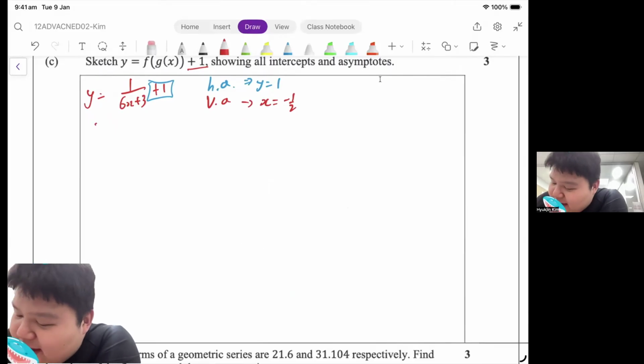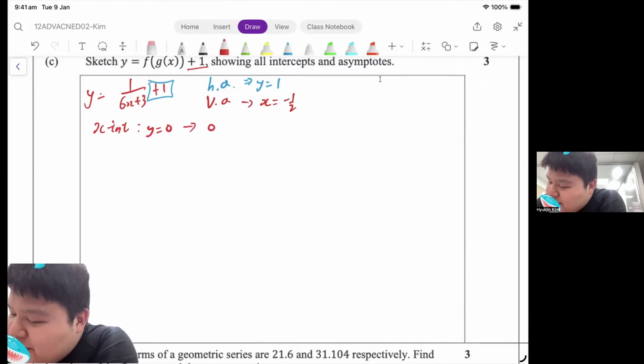So now, x-intercept means y equals 0. That means 0 equals 1 over 6x plus 3 plus 1.